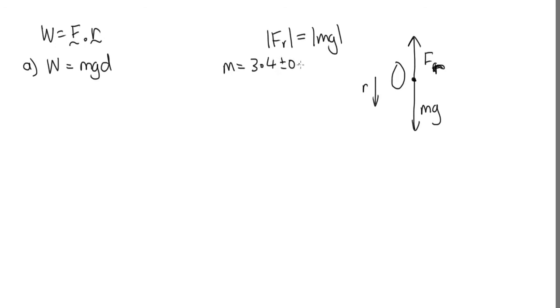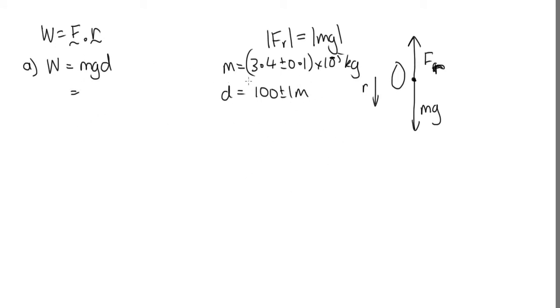Now, in the question, we're told that the mass of the raindrop is equal to 3.4 plus or minus 0.1 times 10 to the minus 5 kilograms. And we know that the distance it falls is equal to 100 plus or minus 1 meters. So we're actually going to need to take into account our uncertainties as well.